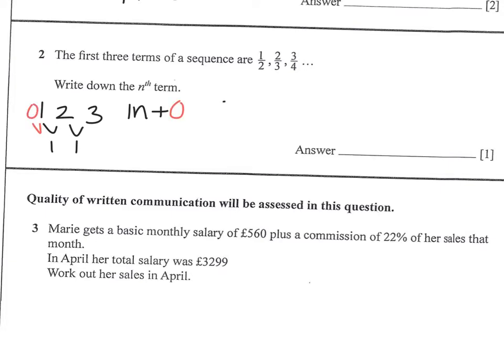We then repeat that for the denominators, 2, 3, 4. Again, going up in ones. So 1n, and what went before, we had plus 1. So our numerator was n, and our denominator was n plus 1.